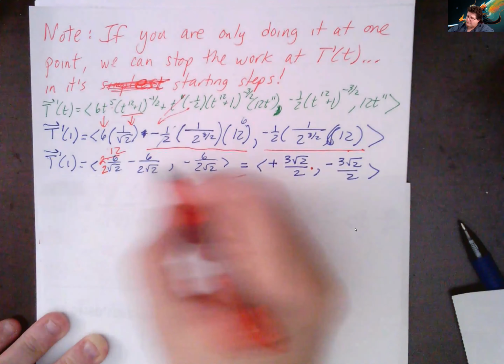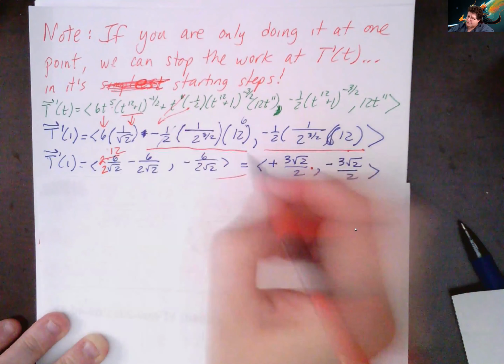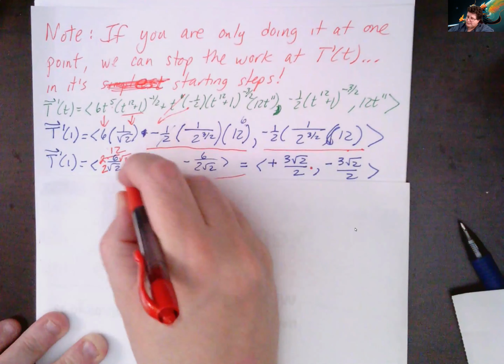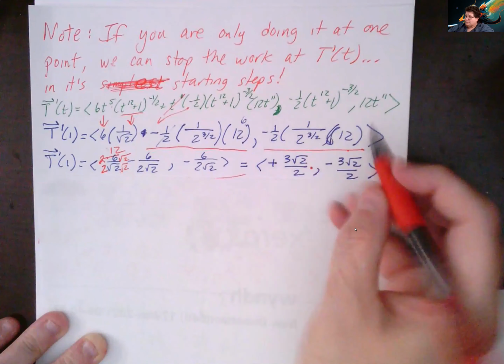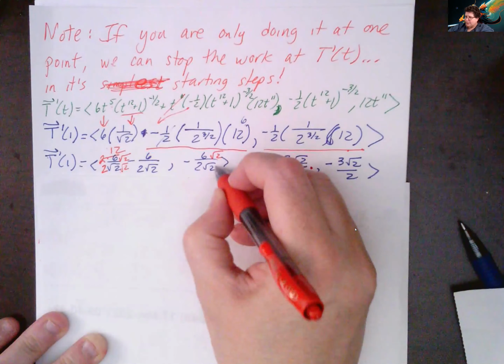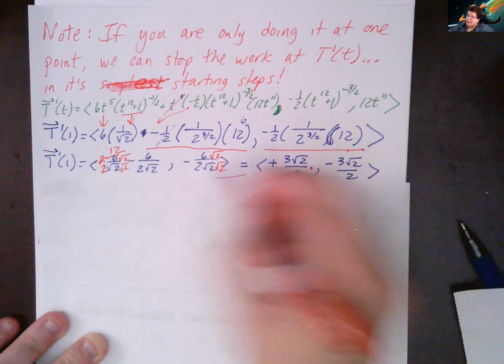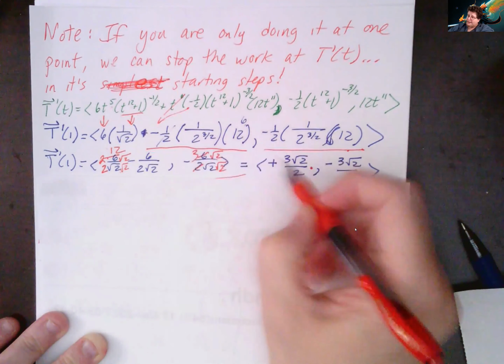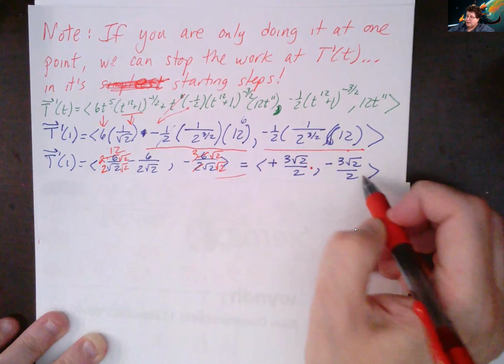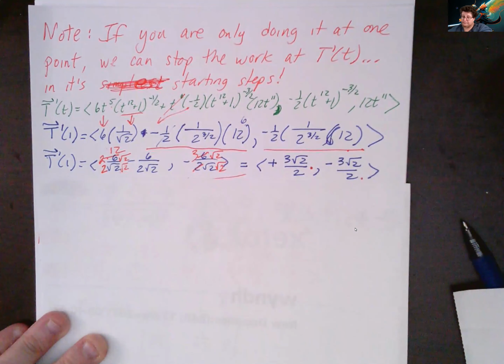Because we multiply the top and bottom by root 2 over 2 to rationalize. We do the same thing here, multiply the top and bottom by root 2 over 2 to rationalize. This part reduces to 3. I've got negative 3 root 2 over 2. So that's my x and y component.